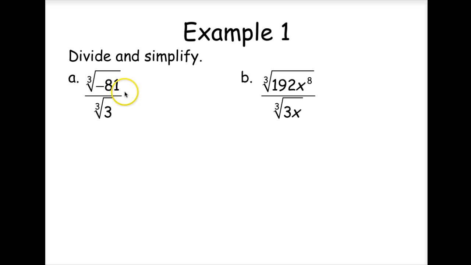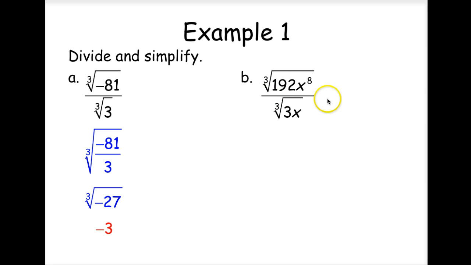All right, we're to divide and simplify. Well, since these both have the same index, we can rewrite them under one radical sign. Negative 81 divided by 3 is negative 27. The cubed root of negative 27 is negative 3.